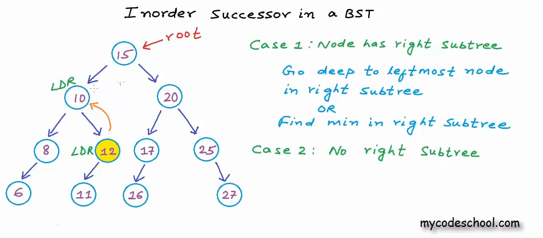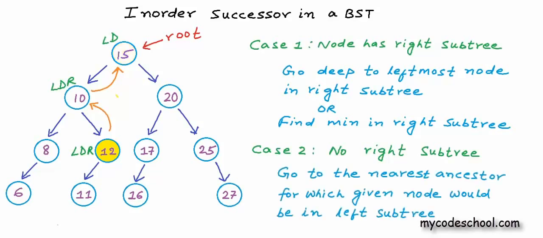Now the recursion will roll back further and we need to go to parent of 10. And now we are going to 15 from left, so this guy is unvisited. So we can visit this node and this is my successor. If the node does not have a right subtree, we need to go to the nearest ancestor, for which given node would be in its left subtree. Here for 12 we first went to 10, but 12 is in right subtree of 10, so we went to the next ancestor 15, and 12 is in left of 15, so this is the nearest ancestor for which 12 is in left, and hence this is my in-order successor.